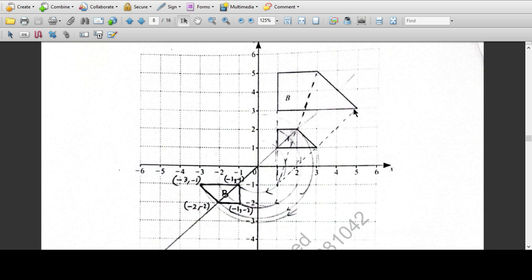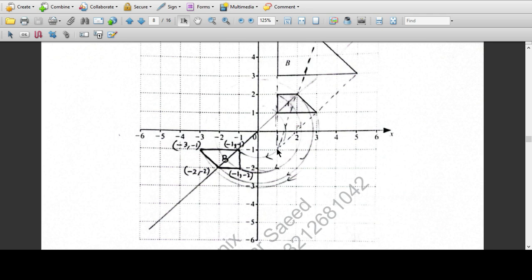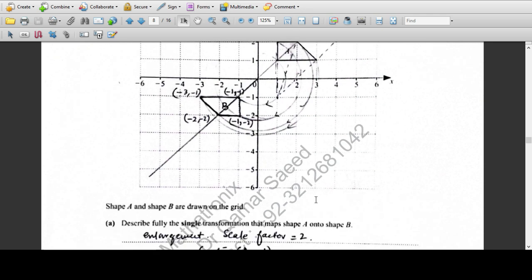We can see that the length of this side is 2 units and the length of this side is 4. This is the difference of 1, 1. So this is 2, 2. So 2 squared plus 2 squared, under root, is this distance, and this is 2 and this is 1, this is 2 and this is 1. So the scale factor is 2 and the center is 1 comma minus 1.